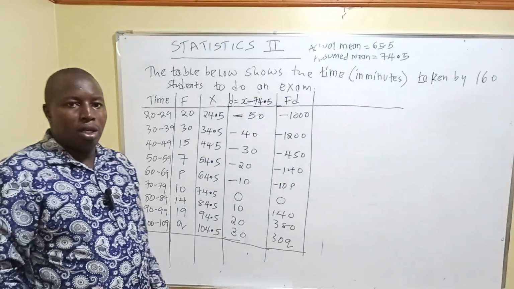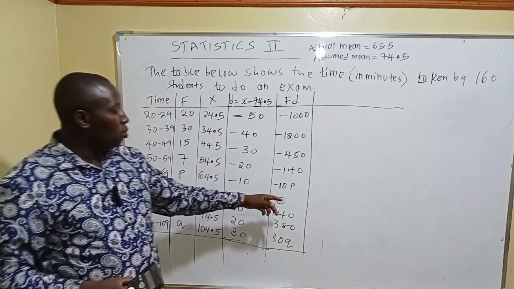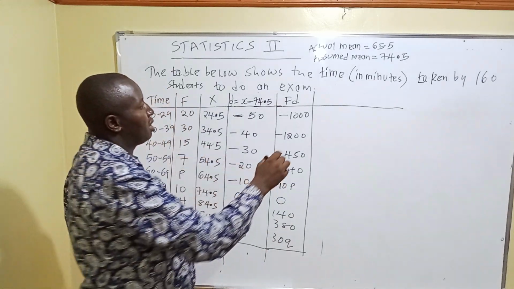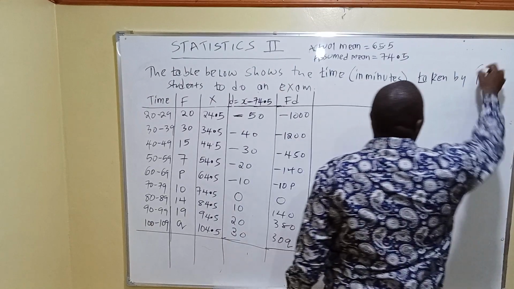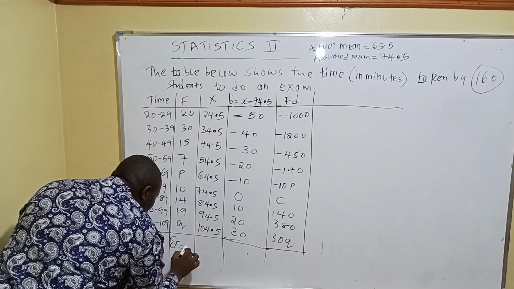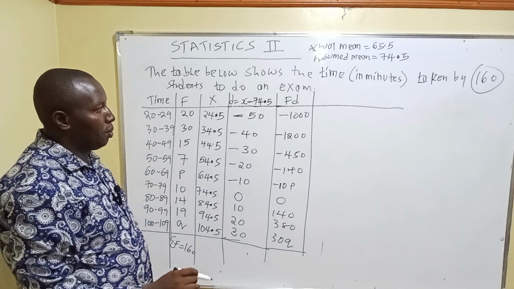So we have that. The first equation to form, once you make this, you can see here we have two unknown variables, P and Q. Because we are told we have 160 students, meaning the sum of all the frequencies, sigma F, is 160. That is the sum of the frequencies.